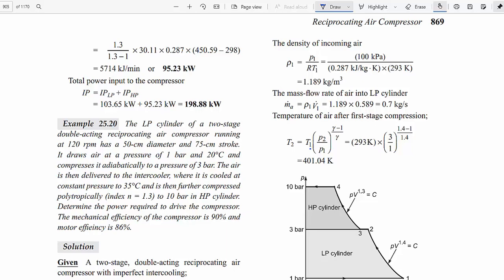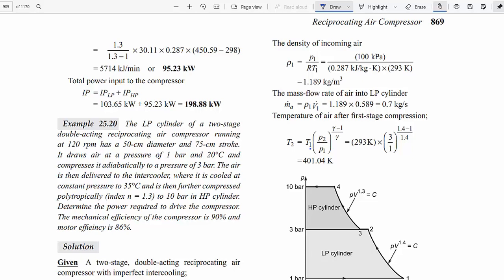The LP cylinder draws fresh air, which means the input condition of air to the compressor is 1 bar and 20 degrees Celsius, and it is compressed adiabatically. For the LP cylinder the process is adiabatic, to a pressure of 3 bar. In the LP cylinder the pressure is raised from 1 bar to 3 bar, that means P1 equal to 1 bar and P2 equal to 3 bar.